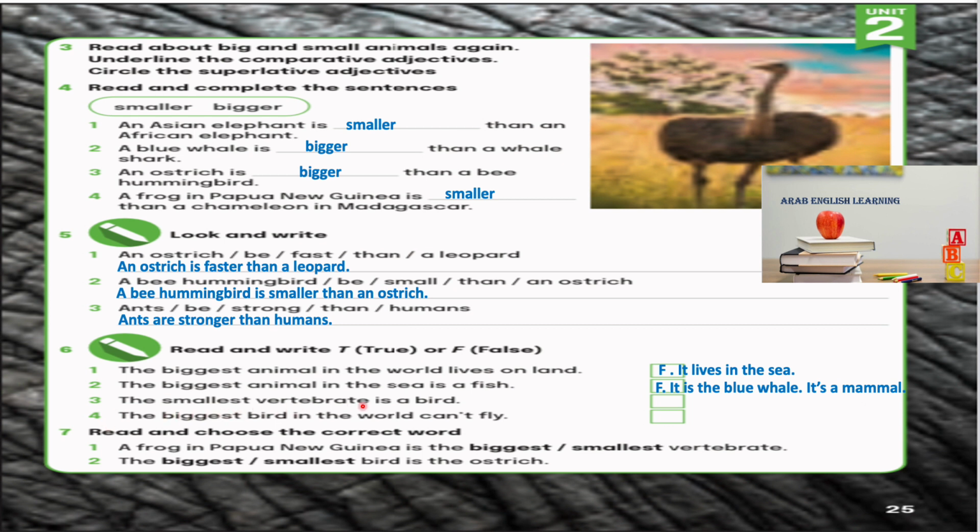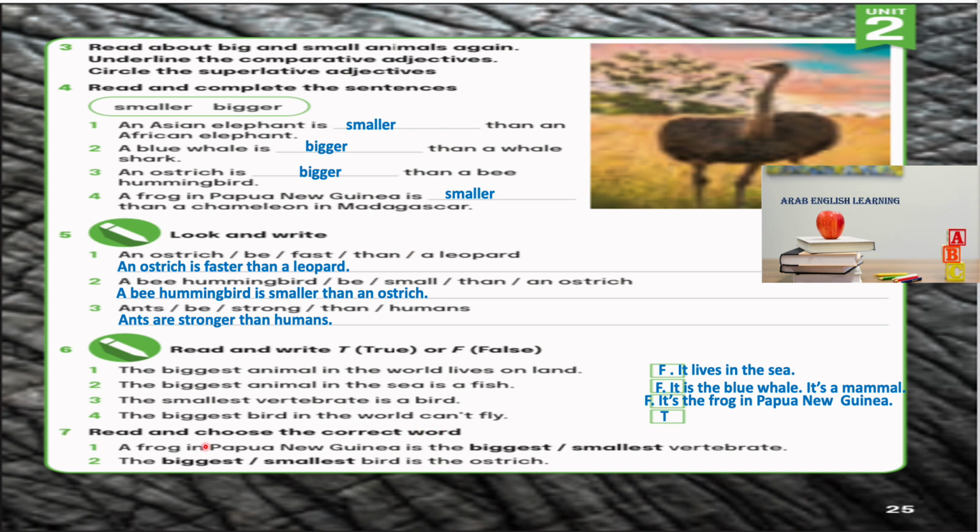3. The smallest vertebrate is a bird. No, false again. It's the frog in Papua New Guinea. 4. The biggest bird in the world can't fly. True, it's the ostrich, and the ostrich can't fly.